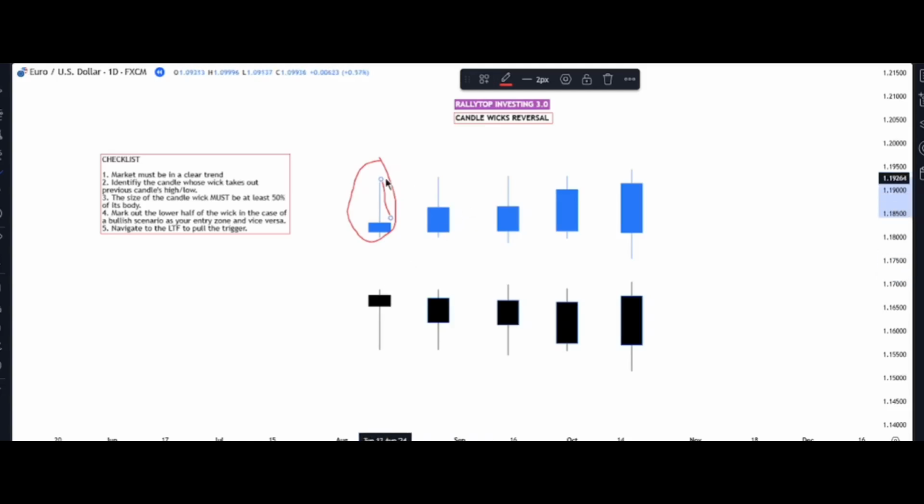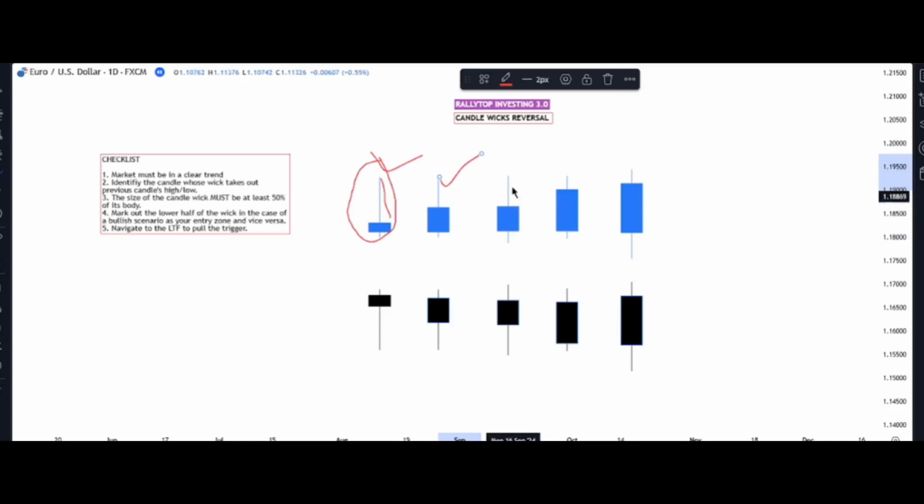Now the second one, so this is correct. Now this is the second one. As you can see, the wick is more than 50% of this body. Even though it has a lower tail, it does not really matter, as long as this upper wick is larger than the body, this is good to go. Now, this third one, look at it. This third one has a lower tail that is longer than this previous candle.